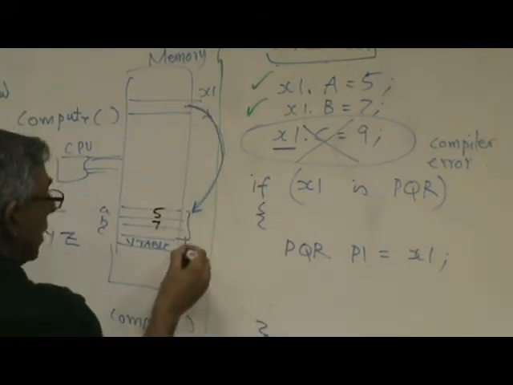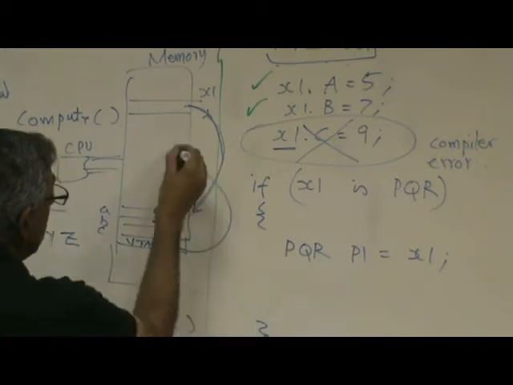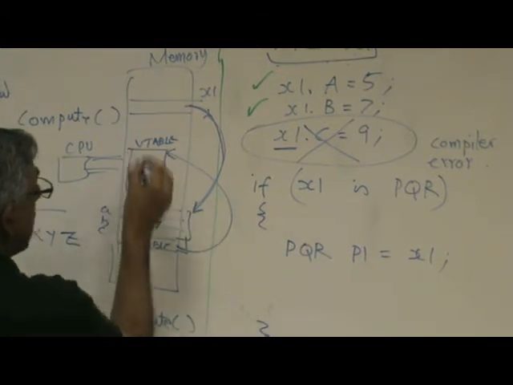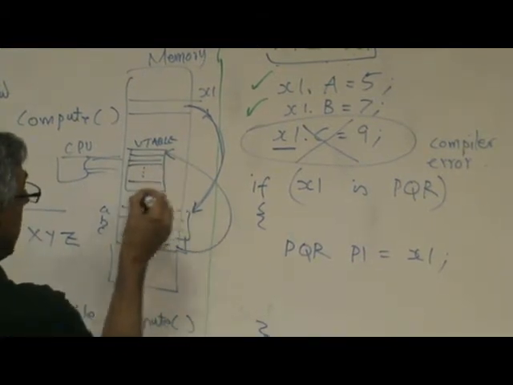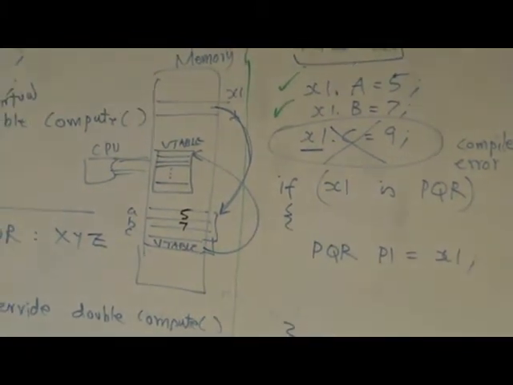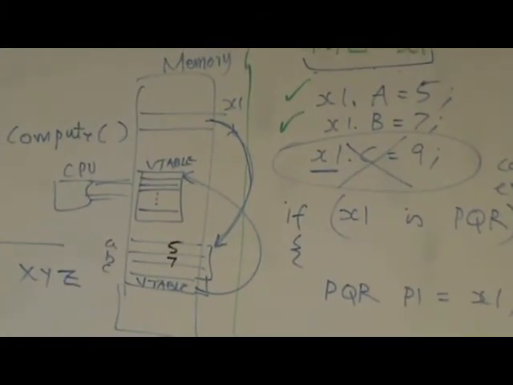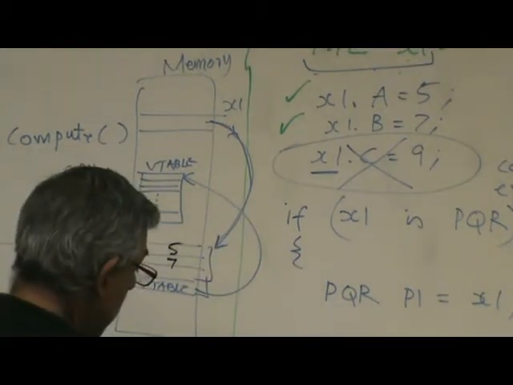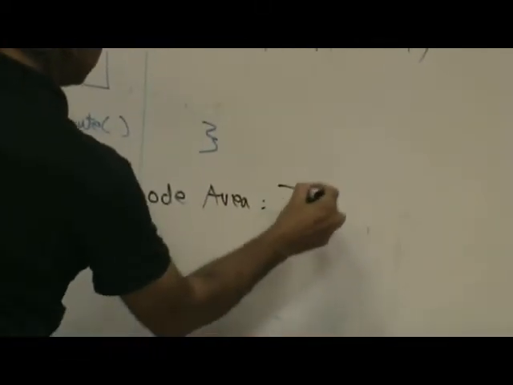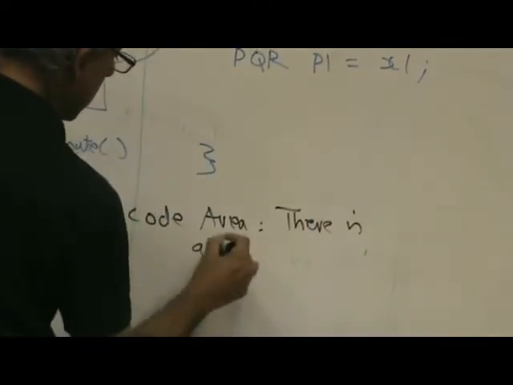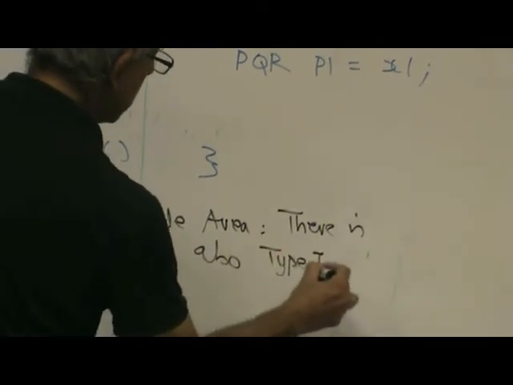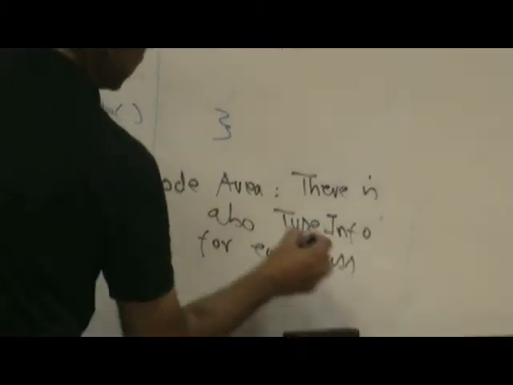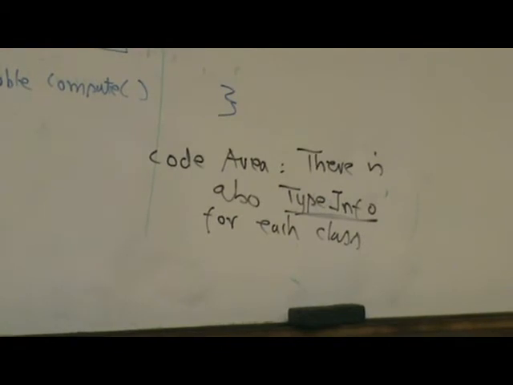go to PQR, then locate the V table, go to the V table. Okay, remember there for every class there's a table of function pointers, right? Okay, now let me introduce one extra part over here. There's one more memory maintained for every class in the code area. So in the code area, there is also type info for each class. So for every class, there's a single information called the type information.